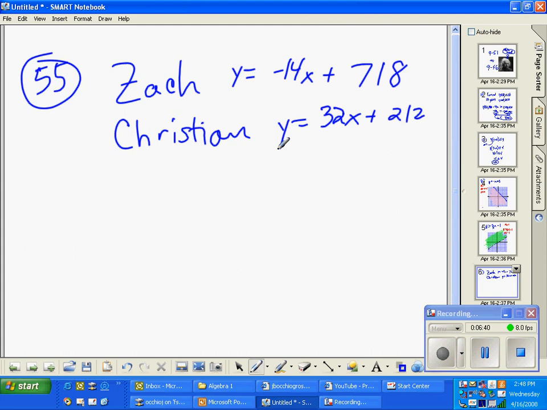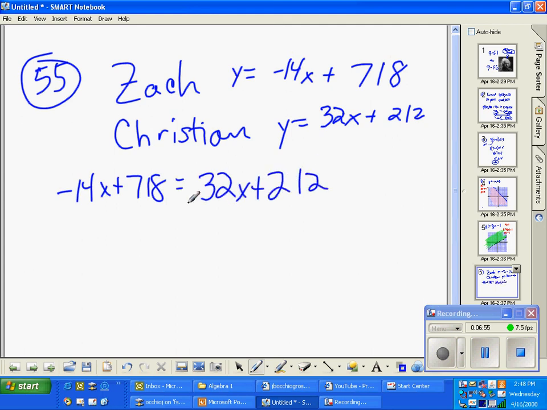To find out where they meet, we need to solve this system of equations. We have three methods to do it. That is substitution, elimination, and equal values, remembering that substitution and equal values are very similar. In this one, we're going to use equal values. Negative 14x plus 718 equals 32x plus 212.